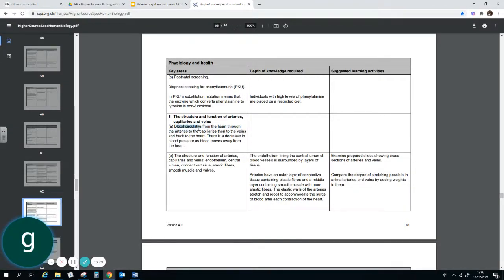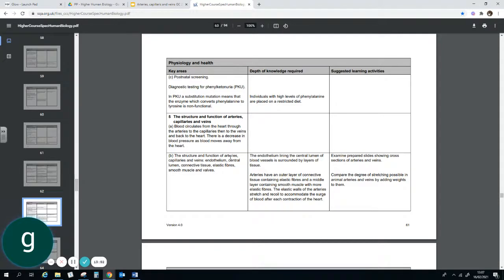We have looked at blood circulating from the heart through the arteries, through the capillaries, and then to the veins and back to the heart. We talked about a decrease in blood pressure as the blood moved away from the heart. We then looked at the structure of the arteries, capillaries, and veins. We talked about the endothelium, which is this inner central lining around the lumen of the blood vessels, and it's surrounded by layers of tissue.